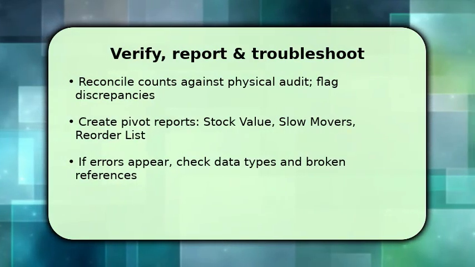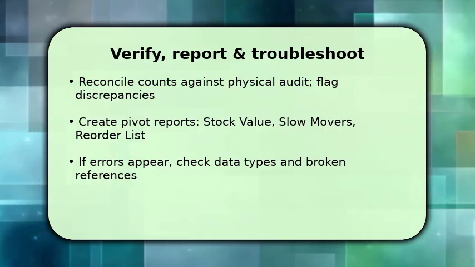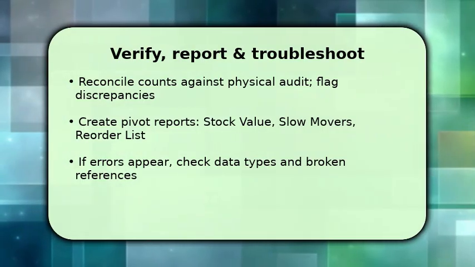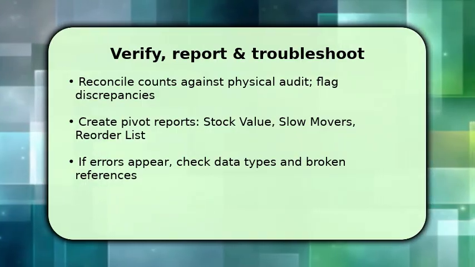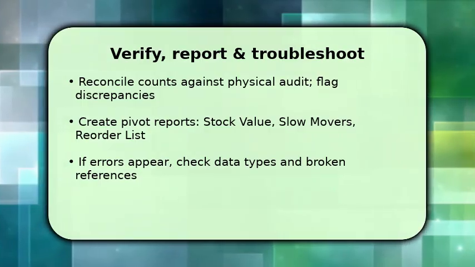To finish, reconcile the sheet with a physical count and adjust transactions with dated corrections so your audit trail stays intact. Then build pivot reports for stock value, slow movers, and a reorder list. Schedule an automatic refresh if possible.